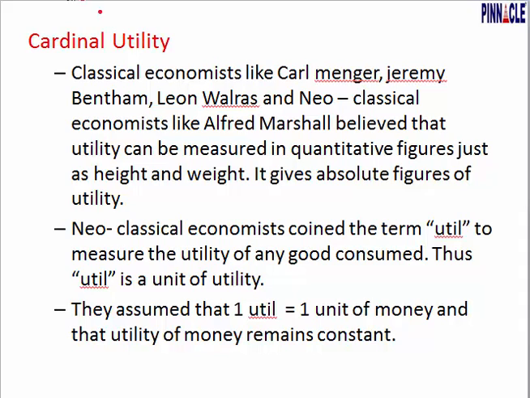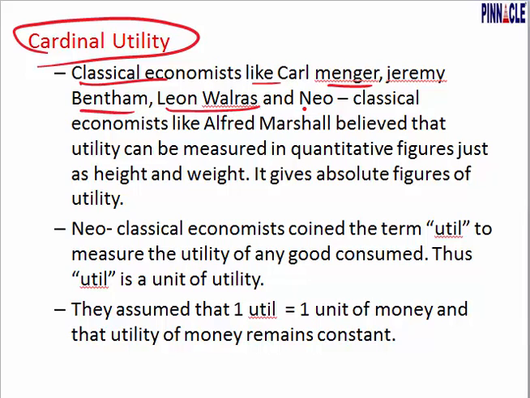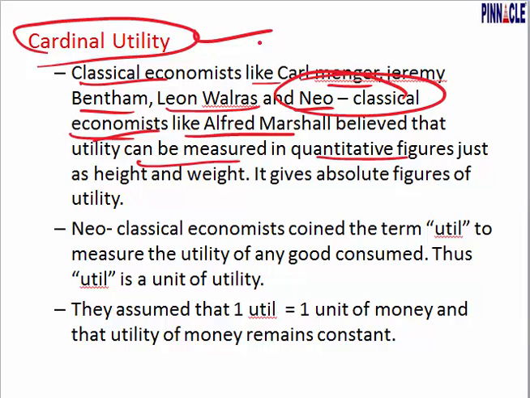And what is cardinal utility? Classical economists like Carl Menger, Jeremy Bentham, Leon Walras, all these we call neoclassical economists. Neo means the new generation. Alfred Marshall also believed that utility can be measured in quantitative figures. Here, in cardinal utility, these economists are saying that utility can be measured in quantitative figures, just as height and weight. It gives an absolute figure of utility.